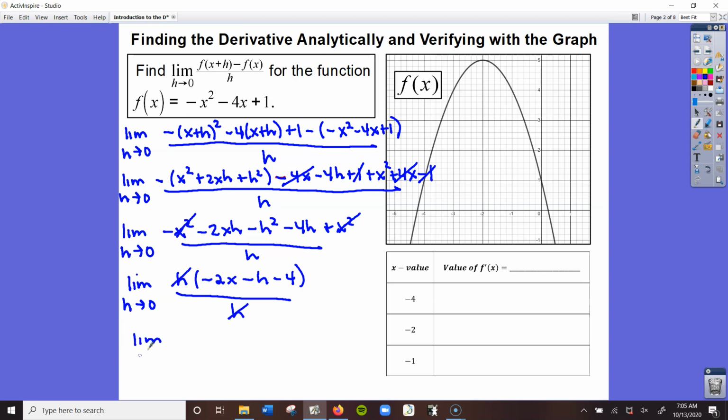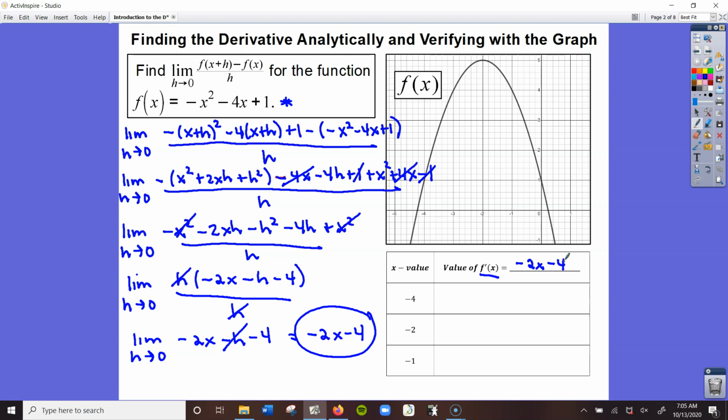At this point, my limit is just the limit as h is approaching 0 of negative 2x minus h minus 4. And if I plug in h equal to 0, this h goes away and I get negative 2x minus 4. This is my derivative for this particular function. Since our function is f of x, the derivative is f prime of x. It looks like a little apostrophe, and that stands for prime. So that is our first derivative, which is negative 2x minus 4.